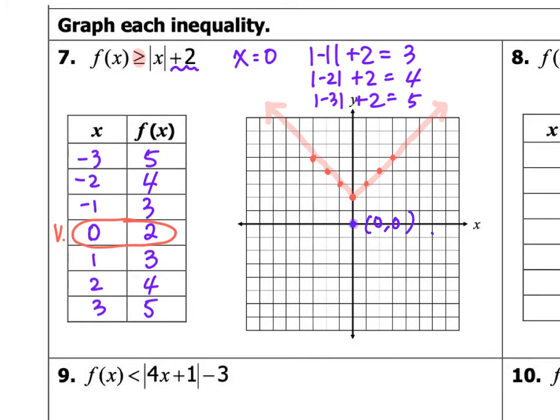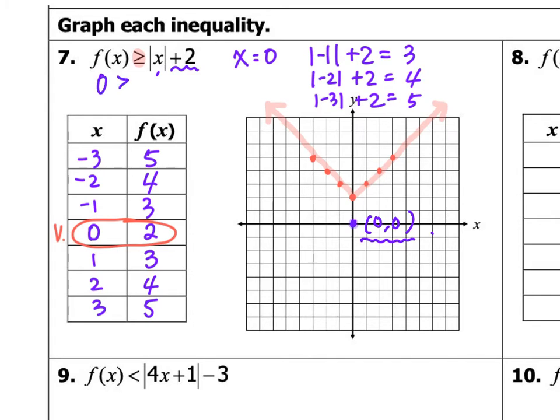If when I plug the 0, 0 into my x and y, that makes a true statement, then I have to shade the down below of the graph, the side that includes 0, 0. If not, it's going to be shading the opposite side.